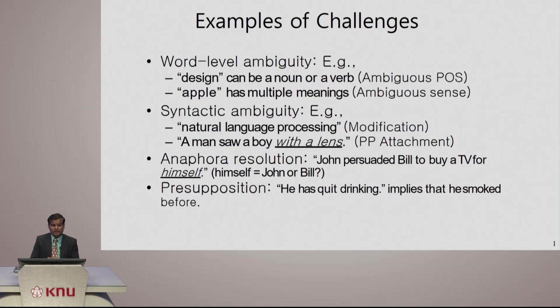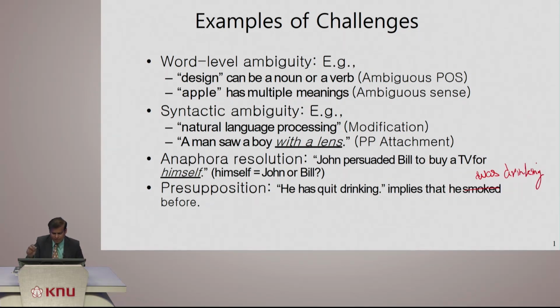The man saw a boy with a lens. So who has the lens, the boy or the man? And there's another one, like he quit smoking implies he smoked before. So you could say this one should be said as he quit drinking implies that he was drinking before.